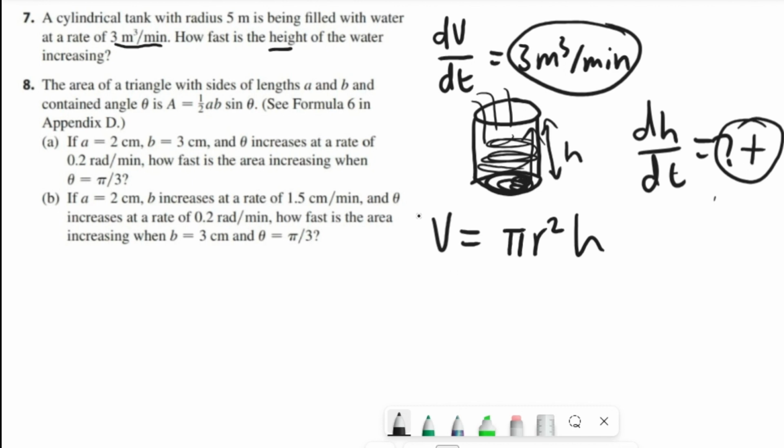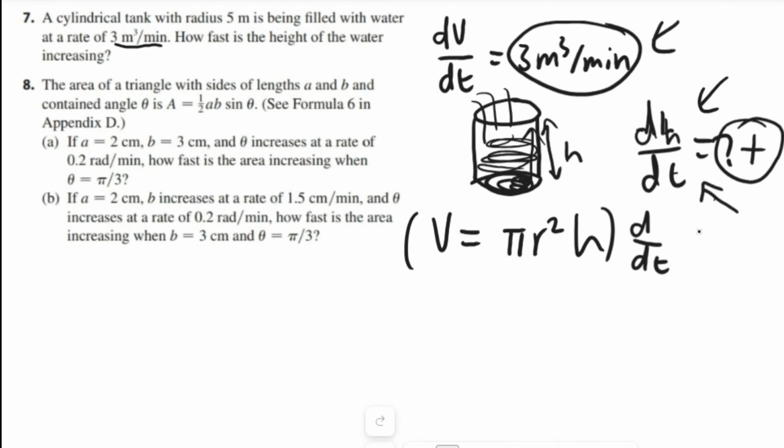Okay, so we are going to take on this formula the derivative d over dt. Why d over dt? Why are we differentiating this with respect to time, whereas there was no time here? We are differentiating with respect to time because our quantities are given with respect to time. 3 meters cubed per minute. How fast? We are looking at time. The question says how fast as well. We are looking at how fast the height is changing with respect to time. So that's why we're differentiating with respect to time here.